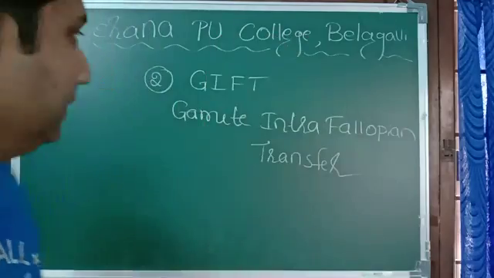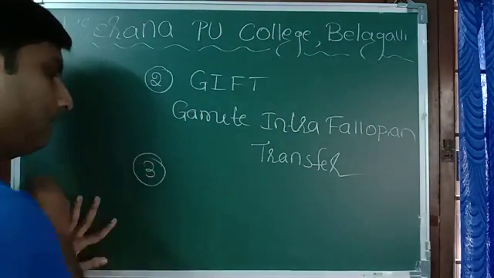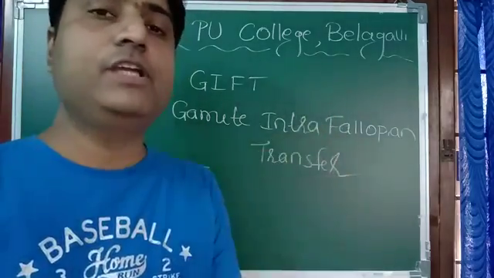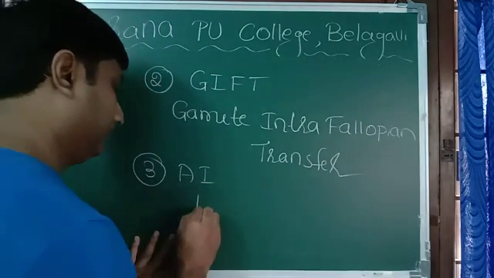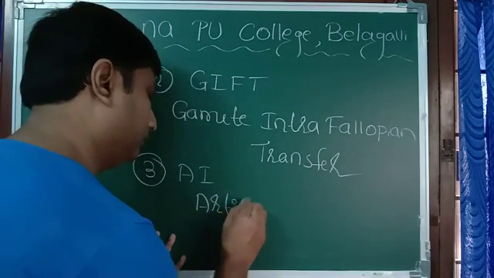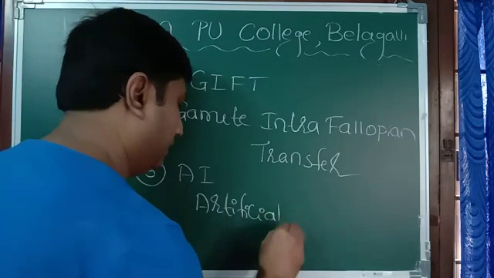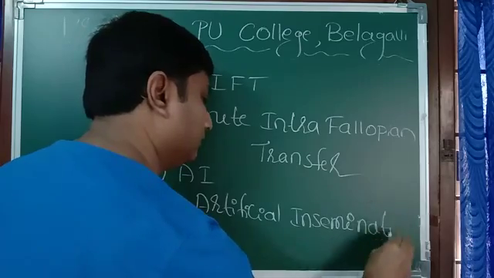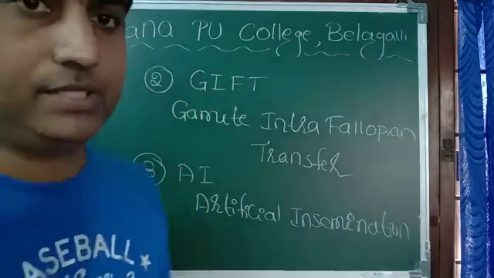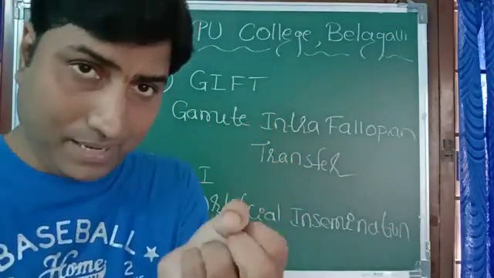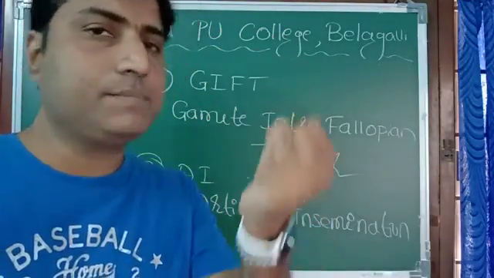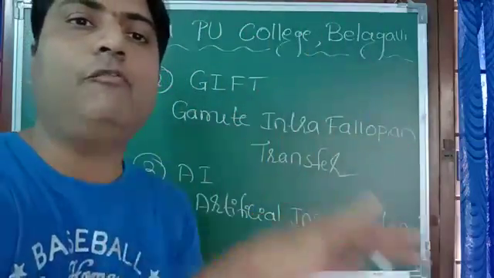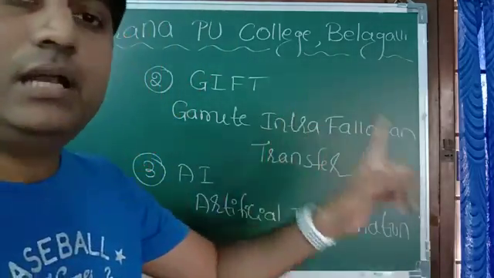One more technique: AI. AI stands for artificial insemination. What is this? In this, the collected gametes, maybe from the husband or maybe from a donor, are artificially injected into the body of the female. That is called artificial insemination.